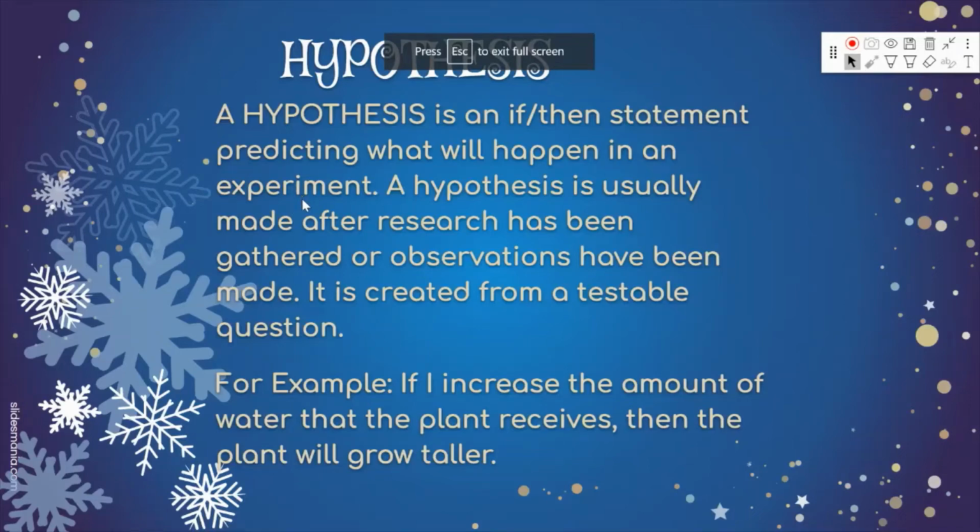Right. And so here we have something that we've already talked about, hypothesis. The reason I'm bringing this up again is to show you that even the hypothesis will always have an independent and a dependent variable. So remember, hypothesis is an if and then statement that predicts what's going to happen in an experiment. It's usually made after the research has been done, so you've got to do the pre-research first, right? Ask some questions, do some research, and then you come up with your hypothesis.